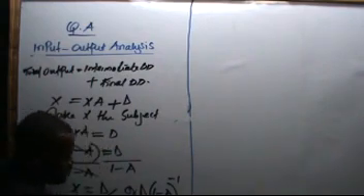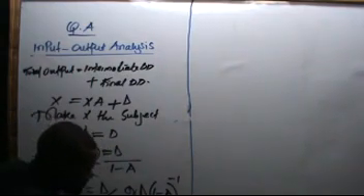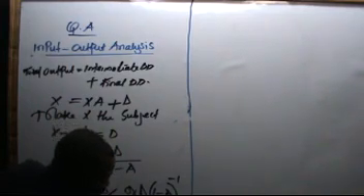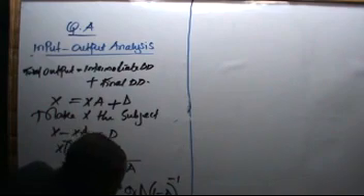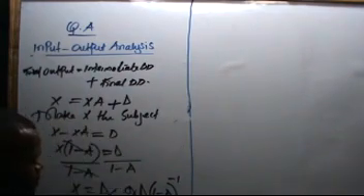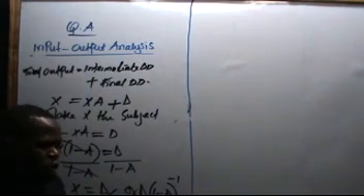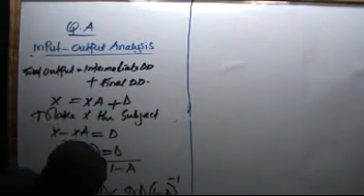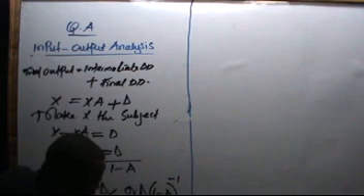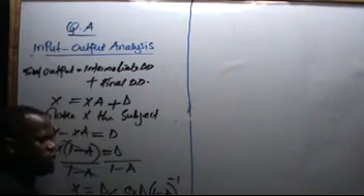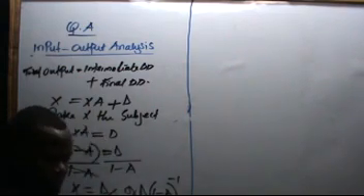This 1 is the identity matrix. It's important to know what an identity matrix is. An identity matrix is a matrix whose primary diagonal elements are 1 and all the other elements are 0. Then you need to know about A. A is the technical coefficient matrix.